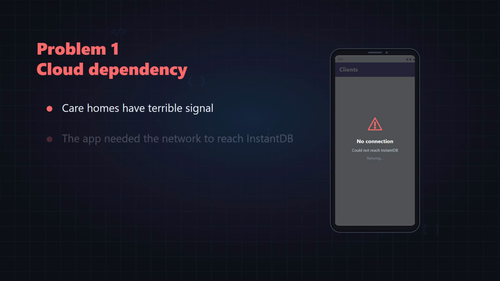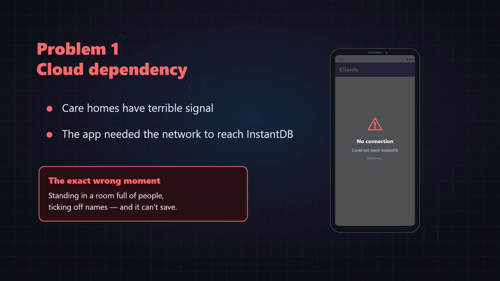The first one is the big one. Cloud dependency. Those visits happen in care homes and facilities, and a lot of those rooms have terrible signal, or none at all. And the app needed the network to reach InstantDB. So the one moment you absolutely need the app to work, standing in a room full of people, ticking off names, is exactly the moment it might not.